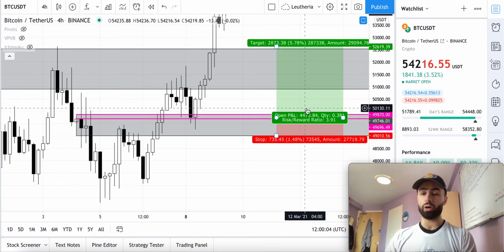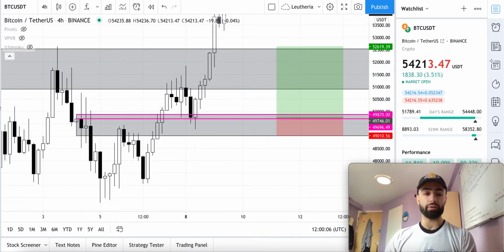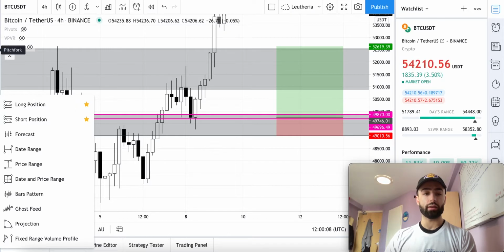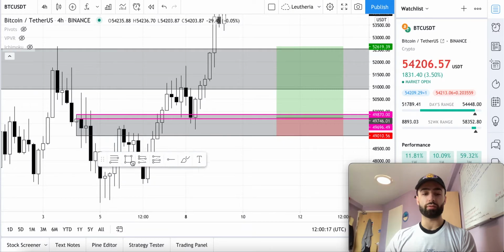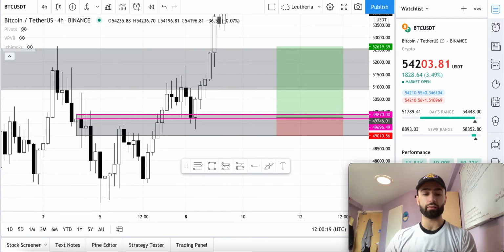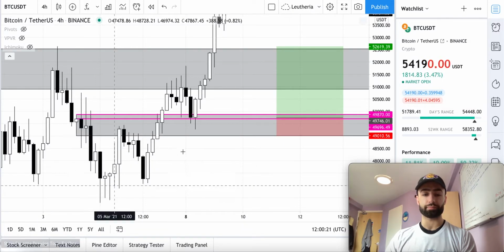We could use our long position tool on TradingView here that you can find right here on the toolbar. You can click on long position. You can star it if you want it in your favorites. So when you click your favorites right here, it'll pull up all of your tools that you like to use regularly, and you can keep that right on the chart.